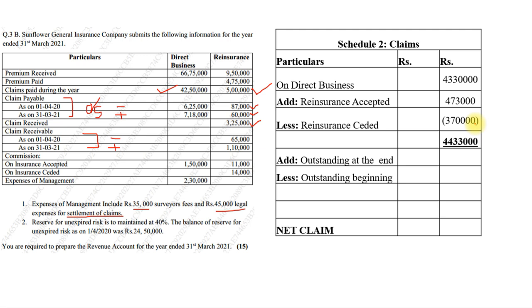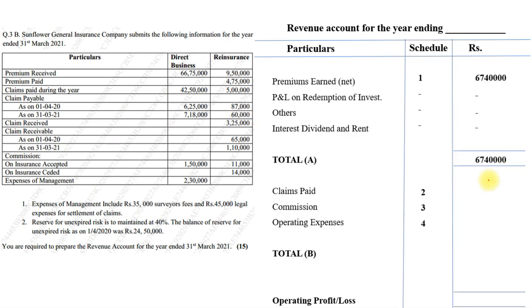Okay, now towards that we add the claim payable, outstanding claim at the end and less at the beginning. So here I can see these are the two amounts which are pending. So closing we add, and opening outstanding will come in less. So 7 lakh 18, 6 lakhs 25,000. So 44 lakh 33,000 plus 7 lakh 18 minus 6 lakh 25,000 will give you a net claim which comes to 45 lakh 26,000. So we will put that in our claim schedule number 2, 45 lakh 26,000.